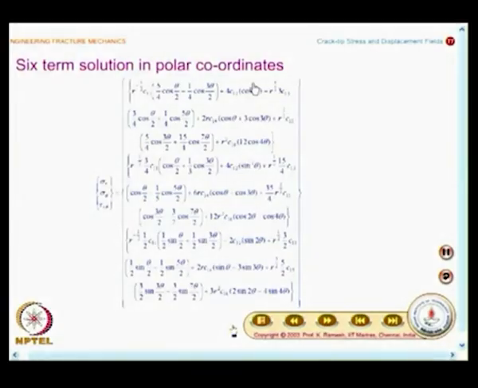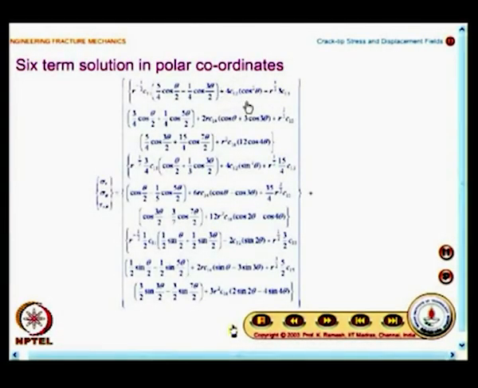So, what you have here is, look at the second term. The second term is a constant term in the sigma r also. So, you have this additional term which was misunderstood earlier, and you have to take this into account.